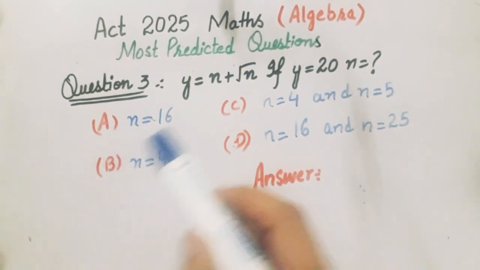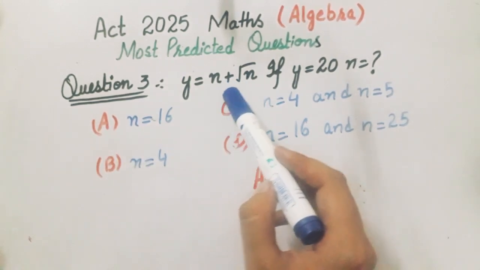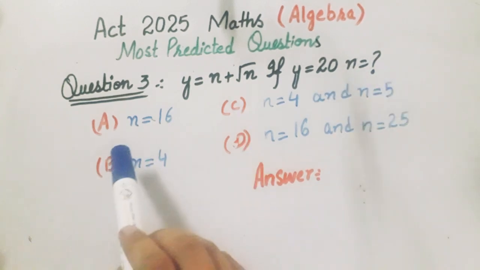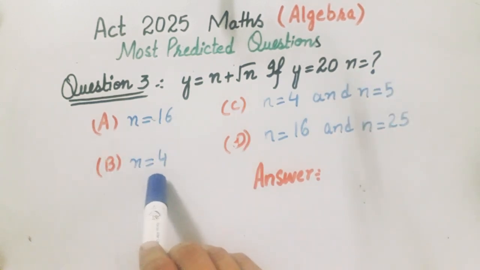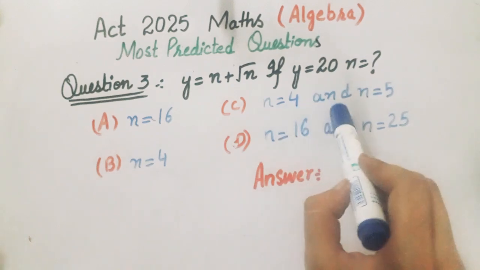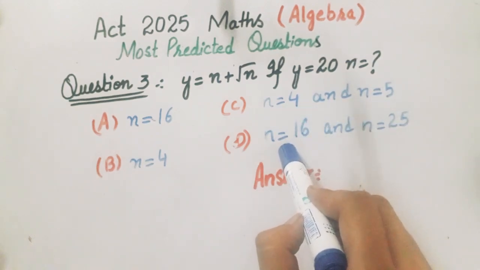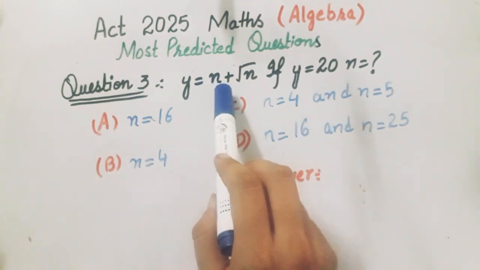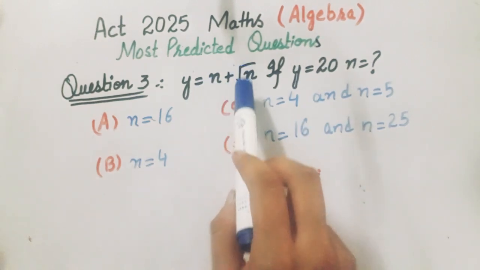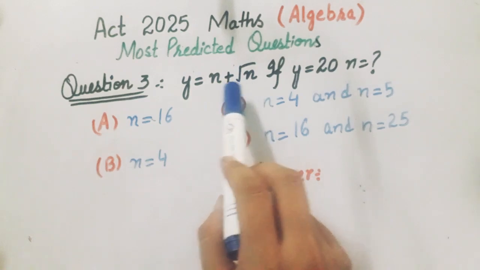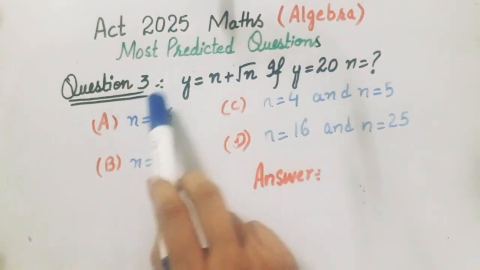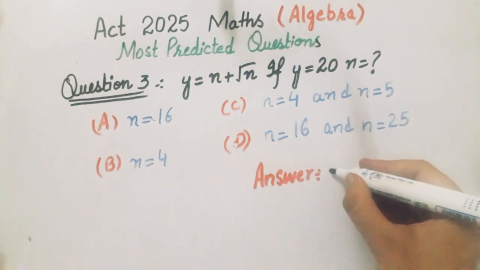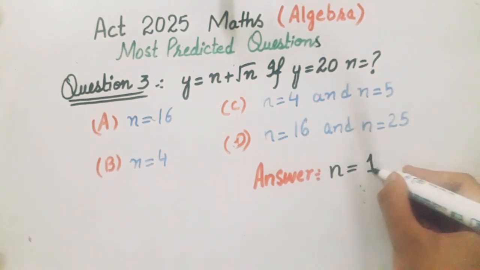Now question number 3 is: if y is equal to n plus square root of n and y is equal to 20, what is the value of small n? Options: n is equal to 16, n is equal to 4, n is equal to 5, or n is equal to 20. So simply if you put n is equal to 16, so 16 plus square root of 16, that is 4. So 16 plus 4 is equal to 20. So the right answer is n is equal to 16, option A.